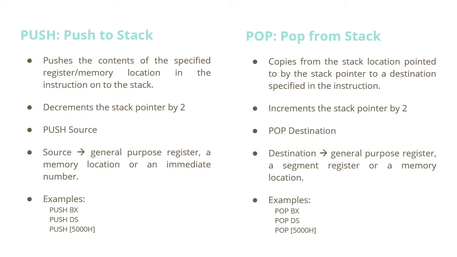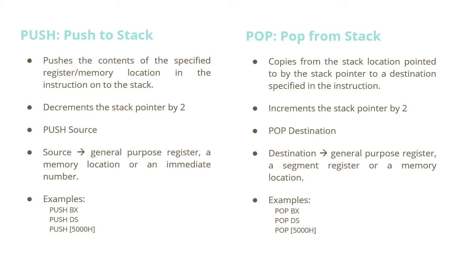The examples of the push instruction are as given here, which is PUSH BX. Here what happens is that the contents of BX register will be pushed onto the stack. Next is PUSH DS. The contents of the DS register, the data segment, will be pushed onto the stack. Next is PUSH 5000H, which is the direct addressing mode, and here the contents of the memory location 5000H will be pushed onto the stack.